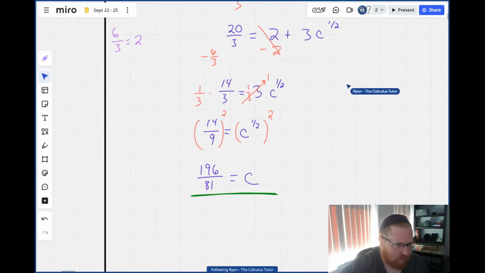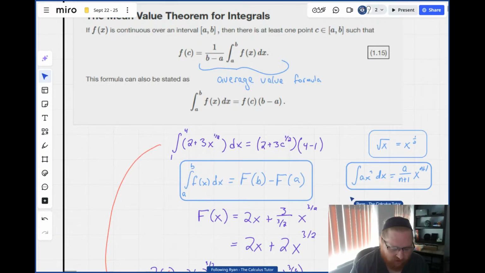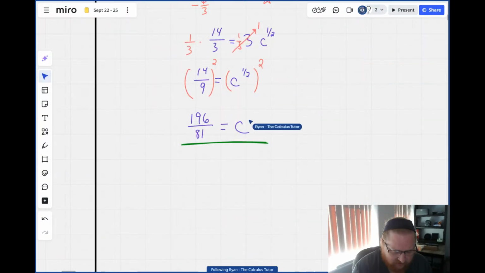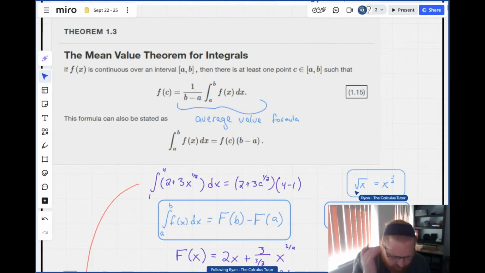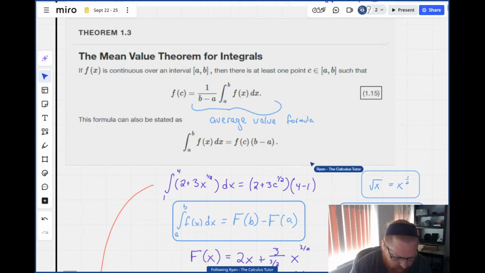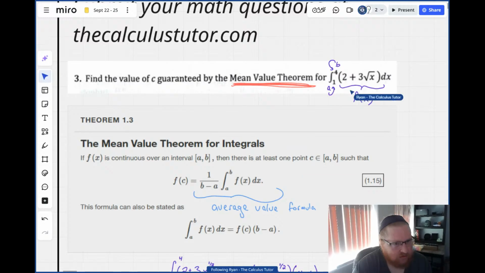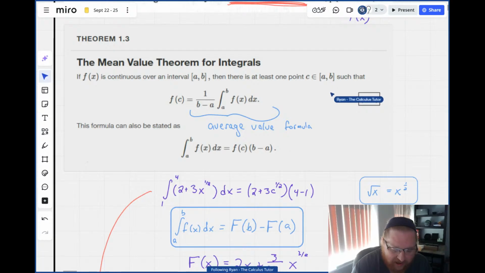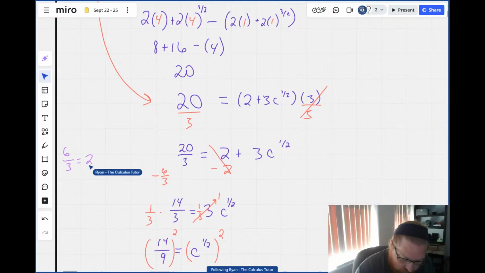I was explaining stuff as we went. It's been a little bit since we looked at what we were actually trying to figure out. So now we found that this C value in here is equal to this fraction, 196 over 81. But what was that C value supposed to be? The value of C guaranteed. Oh, by the mean value theorem. Oh, that's the X value that if you plug it into this function, it will give you the average value, which we figured out is actually 20, by the way. We didn't label it here, but it could have been worthwhile.